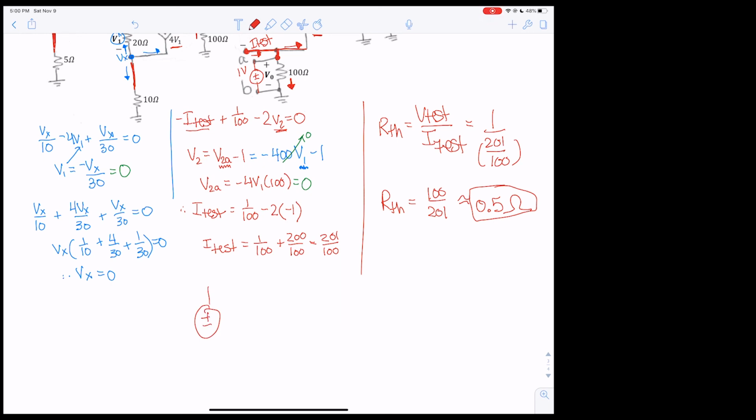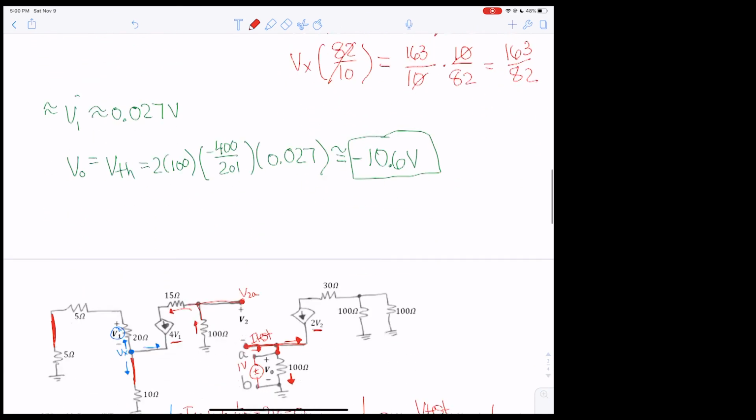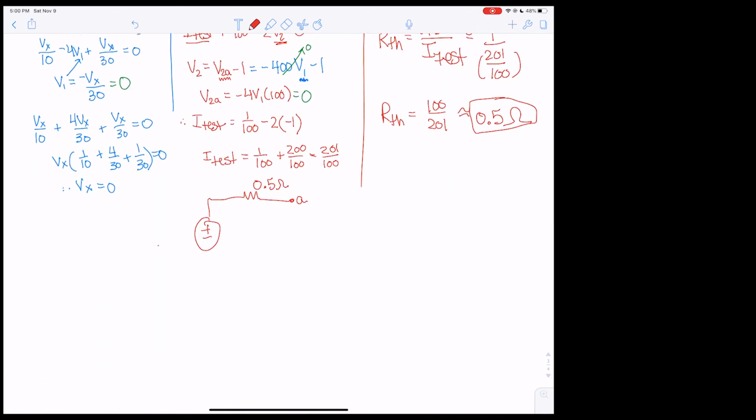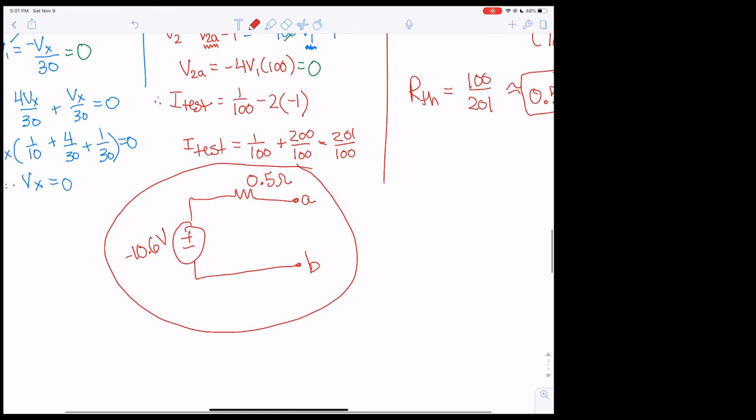And we redraw the Thevenin with the RTH being connected to the A node, and the VTH we found as minus 10.6 volts. So I'm going to write that in as minus 10.6 volts, and that is tied to the B location. And this is our Thevenin equivalent for this circuit.